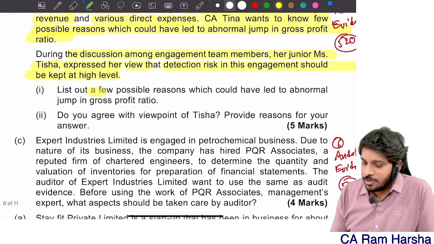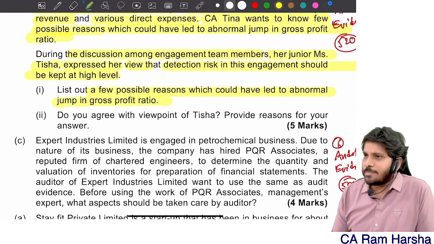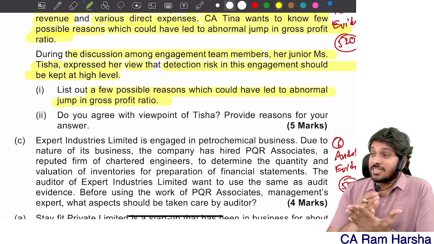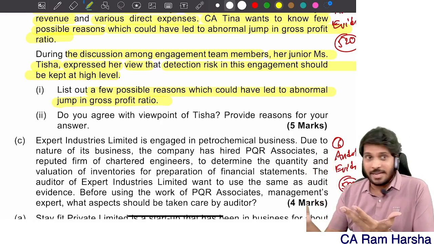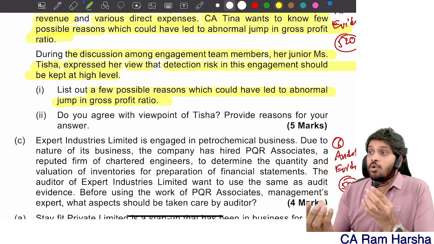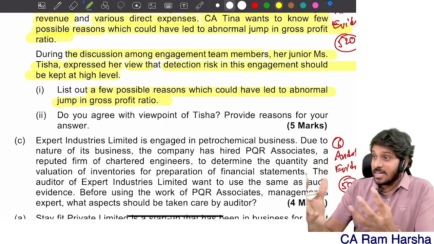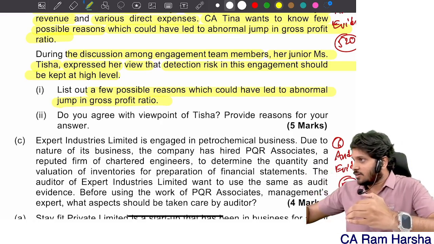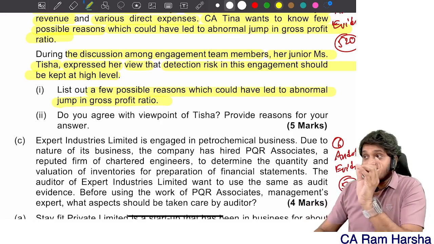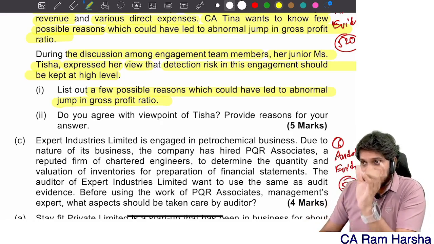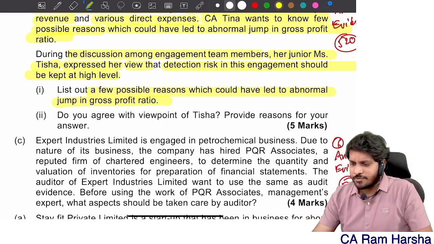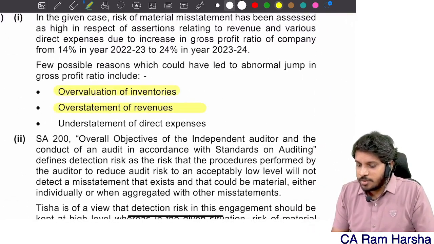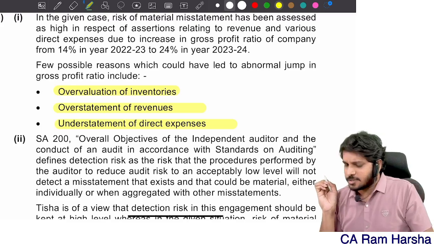List out a few possible reasons which could have led to an abnormal jump in it. So generally, what could be? Probably revenue expenditure is treated as capital expenditure, overstatement of sales, recognizing sales early without considering cut-off procedure. Yes or no? Not recognizing purchases which are made in the last period. Like that, a few examples you have to give. So what they give, we will see. Overvaluation of inventory, overstatement of revenue, understatement of direct expenses.